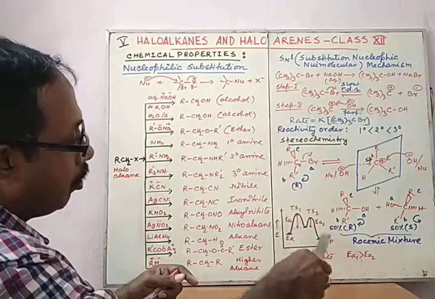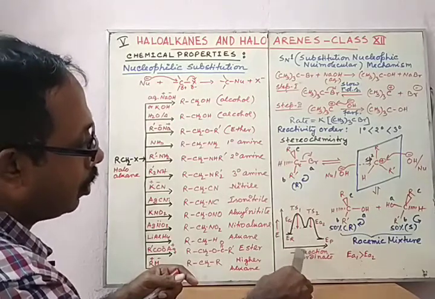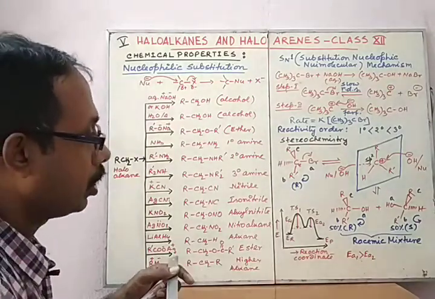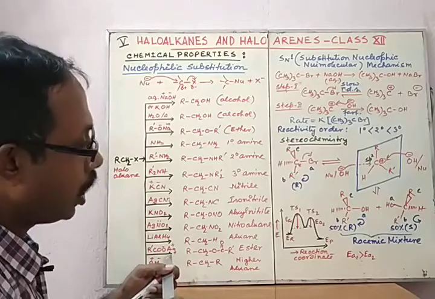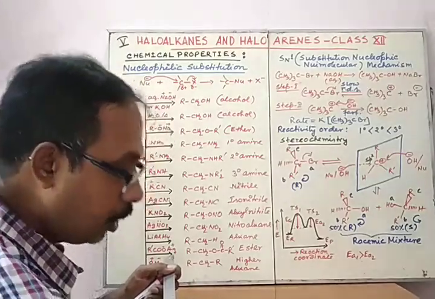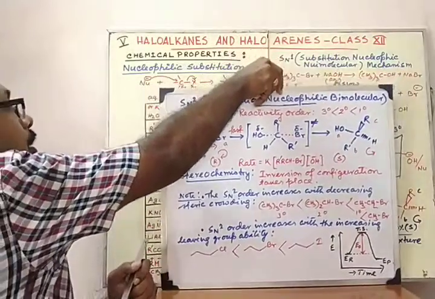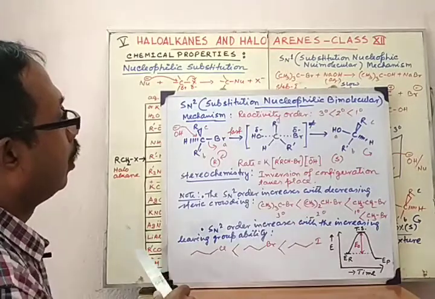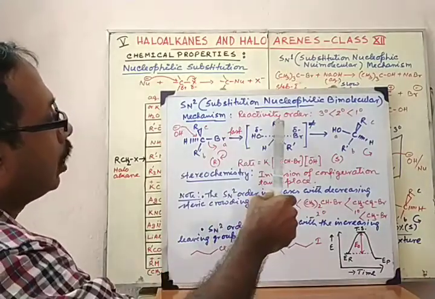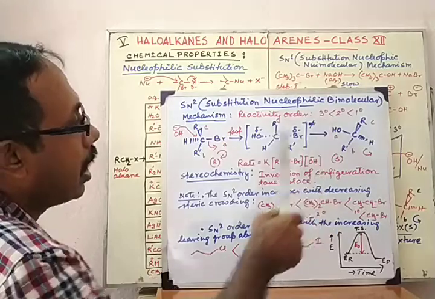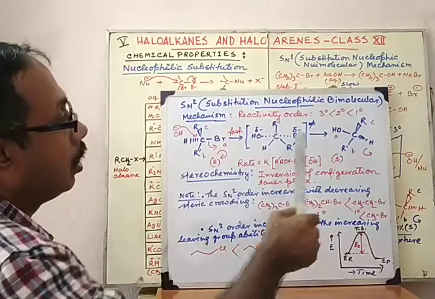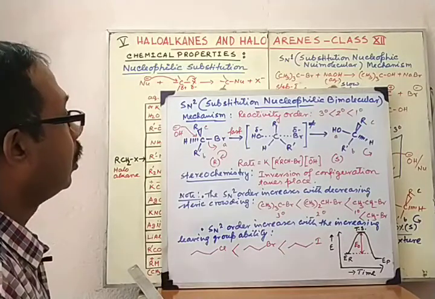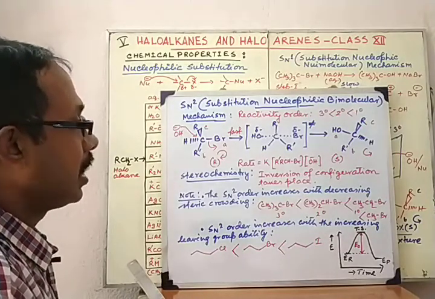So in this graph we can follow that this is an SN1 reaction's energy profile diagram, where the activation energy for the first step is greater than that of the second step. Now if we follow the other mechanism, that is the SN2 mechanism, substitution nucleophilic bimolecular, here we can follow the reactivity order: the 3 degree has the lowest reactivity, and the reactivity increases towards the 1 degree halide. Now here the reaction follows a single step.